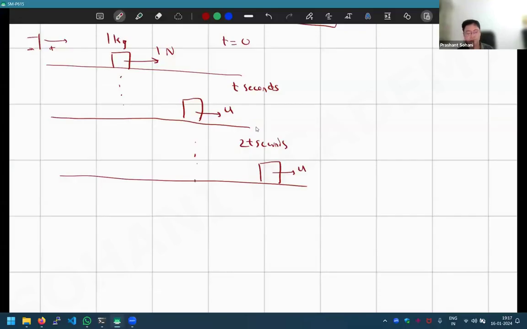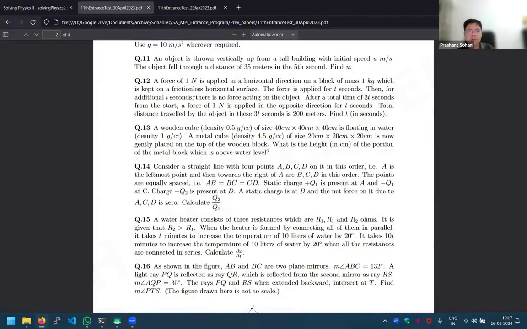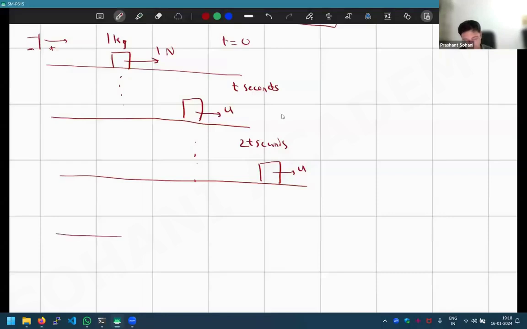So in this part, the object is simply moving with a constant velocity. And finally, one more time, a new force of 1 Newton is applied in the opposite direction. So now we are going to decelerate the object. From this point onwards, velocity is to the right, but the force is to the left, and again the magnitude of the force is 1 Newton. So the object will keep on decelerating.